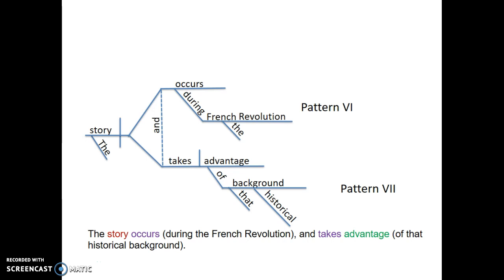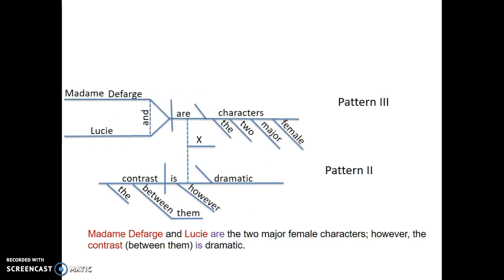And then we just need to determine sentence pattern. Story occurs, there's no direct object, so that's subject, and then an intransitive verb, making it a pattern 6. And then the bottom half, our verb is an action verb with a direct object, so that makes it a pattern 7.